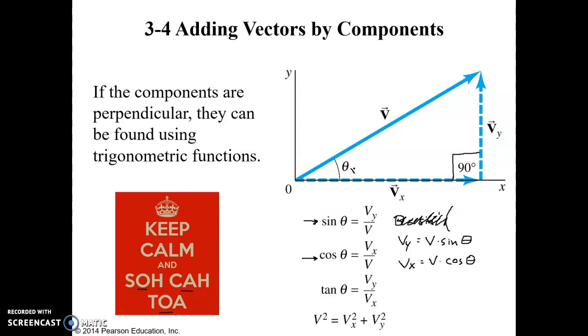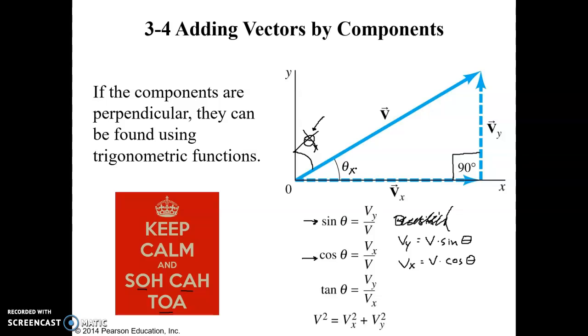So I always recommend using theta x. And what I mean by that is that when you have a diagonal vector and you're trying to find its x and y components, you should always refer to the angle that the vector makes with the horizontal, not the angle it makes with the vertical. So this over here we would call theta y, the angle with respect to the y-axis. I tend not to use this one. So don't use this one.